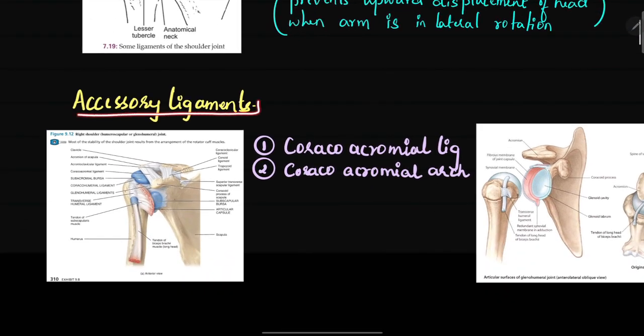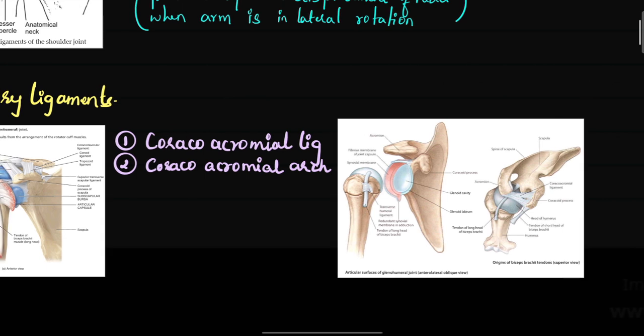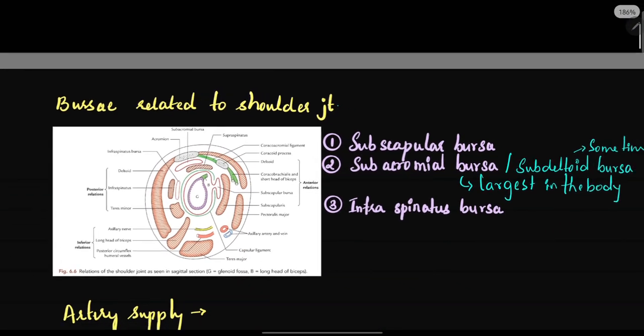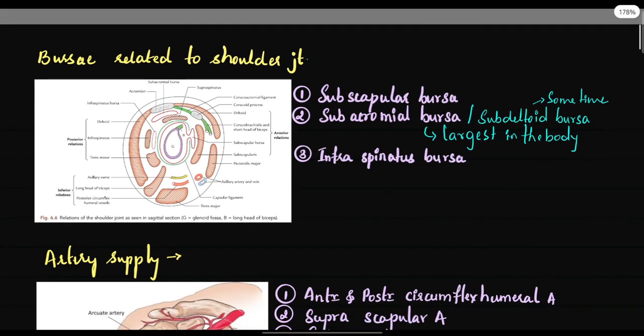Next are the accessory ligaments, accessory meaning extra to the joint. You can see here the acromial process will be till here, then there will be the coracoid process here, and between them there is a ligament which connects them, called the coracoacromial ligament. I will show you here. By this it forms an arch over the shoulder joint, which is called the coracoacromial arch. These two are considered accessory ligaments, not exactly ligaments sometimes, but they are called accessory ligaments.